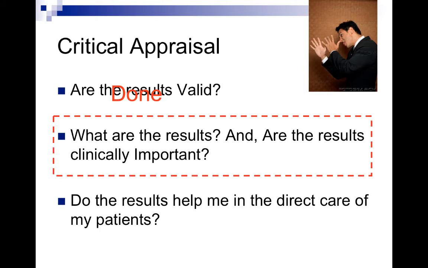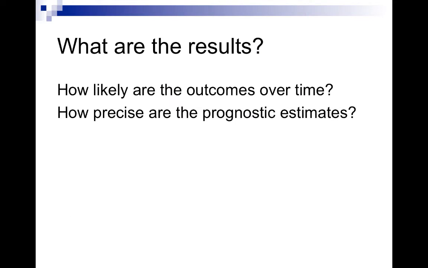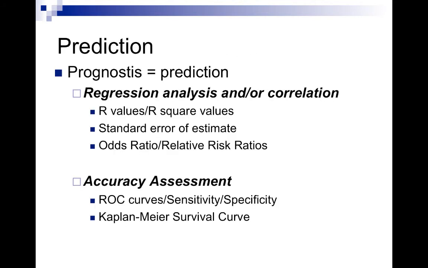Now we want to ask the question, what are the results, and are they clinically important? So essentially here we're really asking the question, how confident are we that the results will actually occur over time, and then how precise? So two essential questions. We're going to use for prognosis the idea of prediction. So the idea of prediction is captured in regression analysis or correlation types of things, where we can get an R value or R square values. We can also get a standard error of the estimate from that. Then we get odds ratios or relative risk ratios.